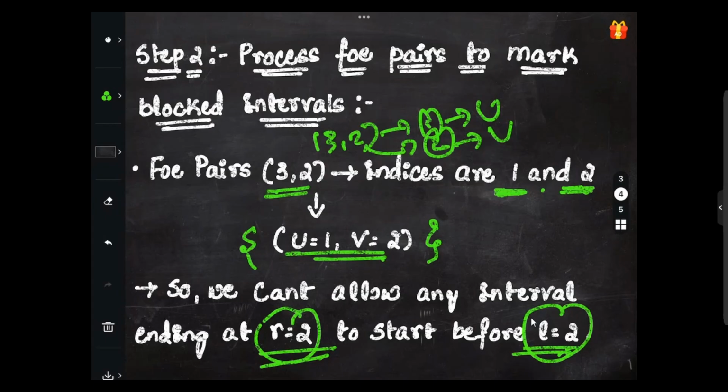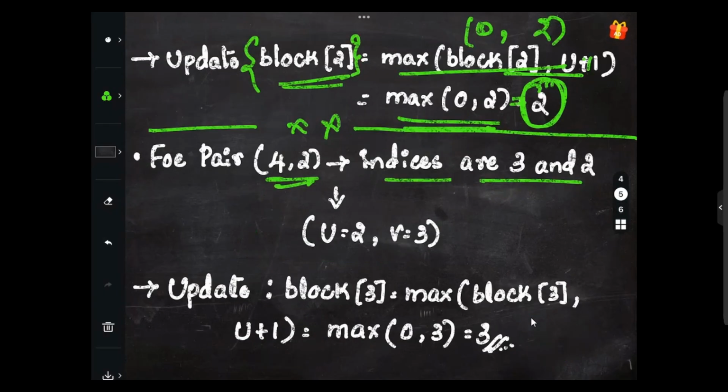So here let me come to page number 5. Just give me a second. Sometimes this doesn't work. So here, yeah, we have indices 3 and 2. Now we have the idea of how we got 3 and 2, right? Indices are 3 and 2 for the pair 4 comma 2. So now we will assign these to u and v.